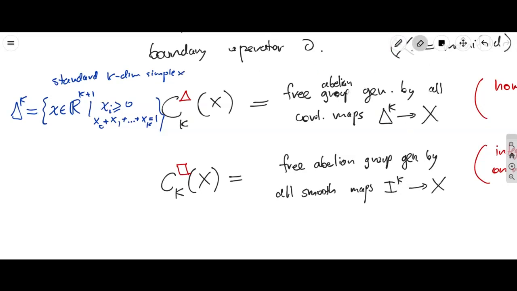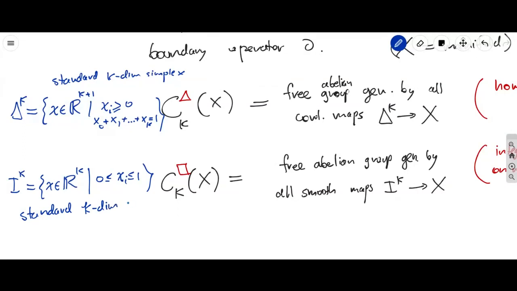Now, the k-dimensional cube, I^k, this would rather be points in R^k. So here you will notice that the Euclidean space in which it is sitting matches the same dimension. And here the condition would be that every x_i is between 0 and 1. And you can call this the standard k-dimensional cube.